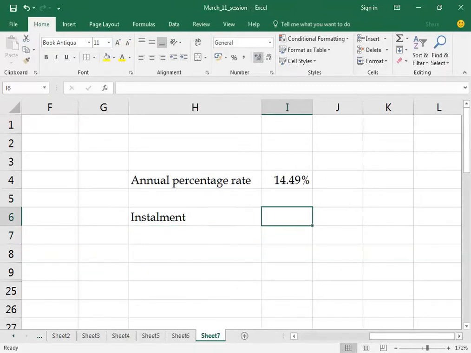Your cost of the asset is 7 lakh. Tell me how much should I pay at the beginning of every 6 months. That at least you do it and let me know. Annual percentage rate is 14.49%. What installment is to be paid at the beginning of each 6 month period? Annual percentage rate is nothing but 1 plus r the whole power n minus 1, the effective rate of interest.